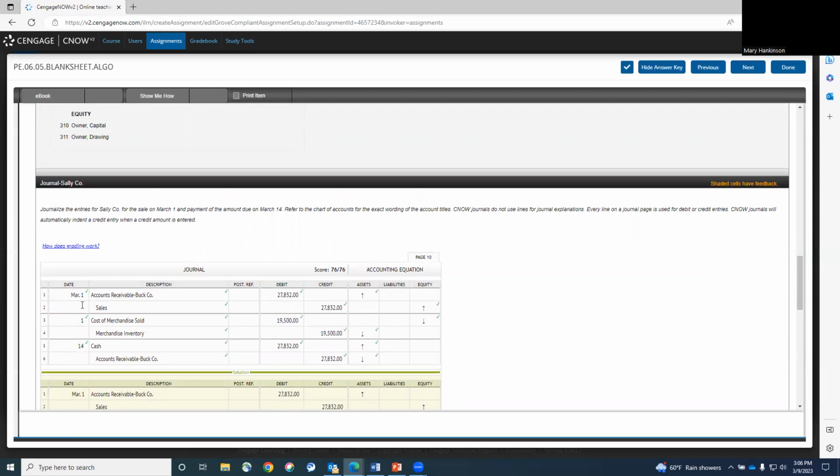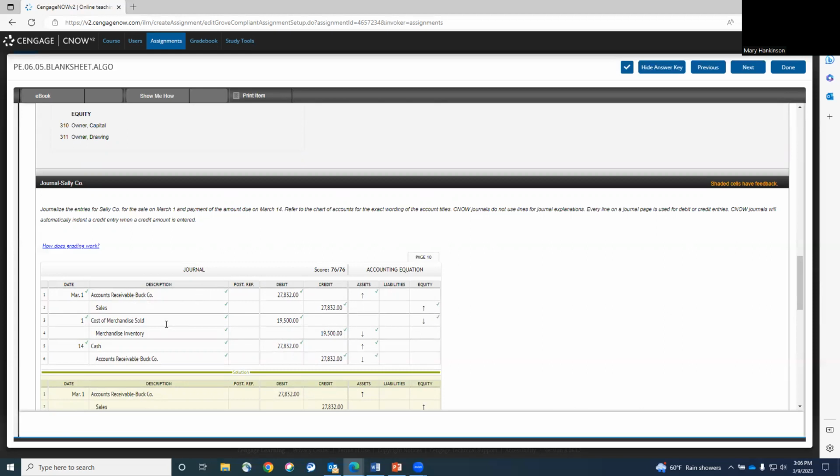So we're going to see that we are going to debit the accounts receivable for Buck Company. All right, because we're setting up the receivable. And so we're going to debit accounts receivable for the customer Buck Company for the discounted amount of $27,832. And it is a sales transaction. So we're going to go ahead and record the revenue to our sales account for the discounted amount of $27,832.